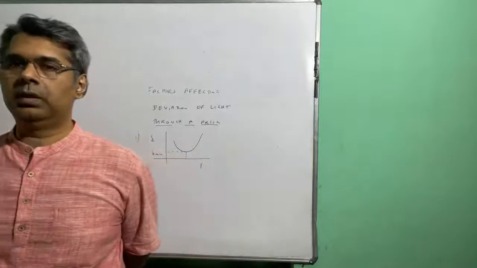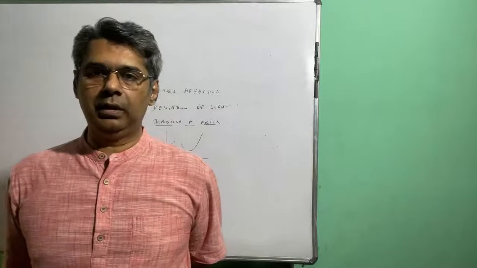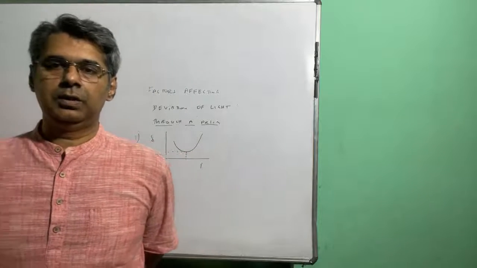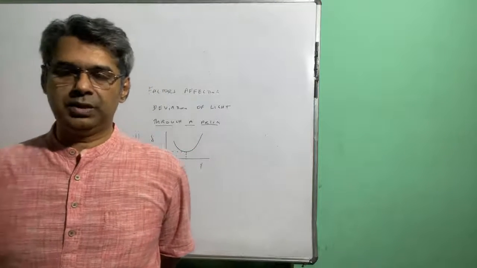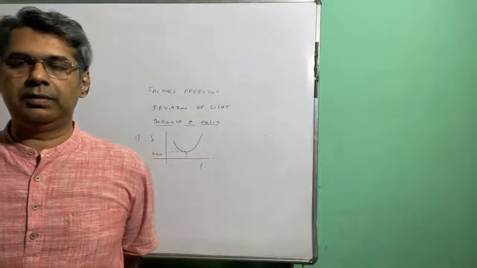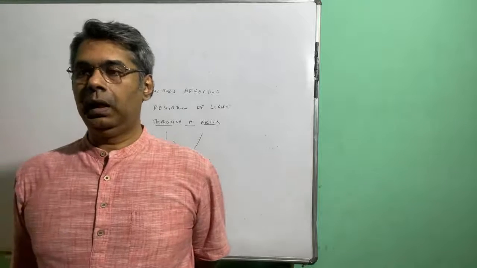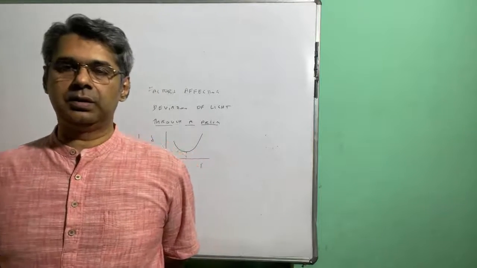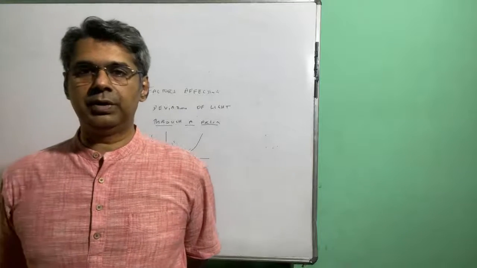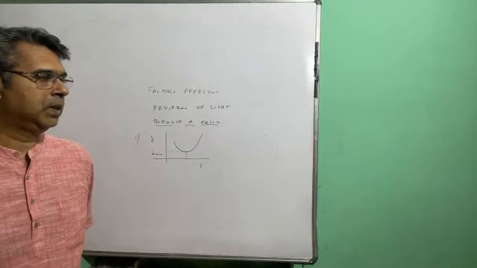So we are going to continue with angle of deviation of a prism. That was the topic in our last session, and we are going to continue with that. Today the discussion will be about what are the factors which affect the angle of deviation of a prism.